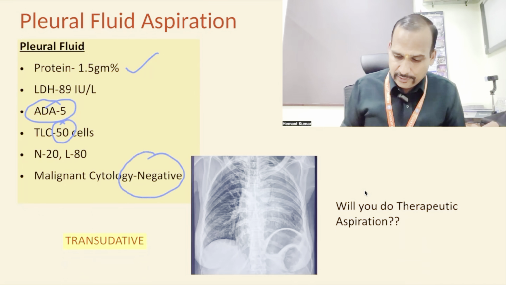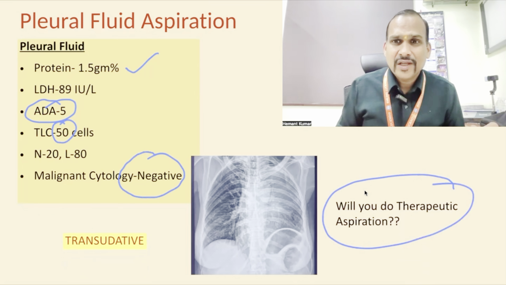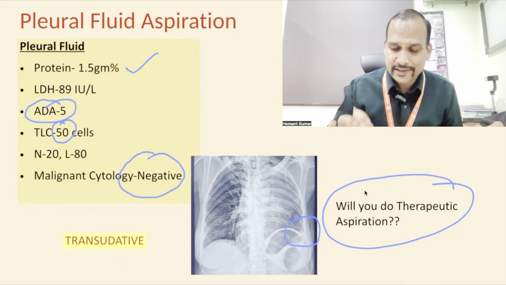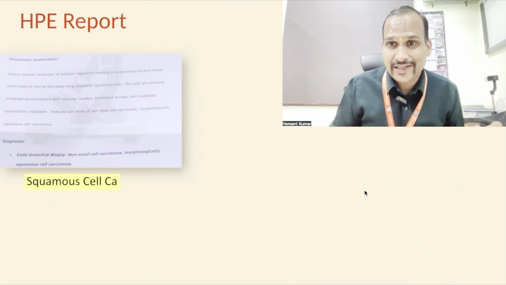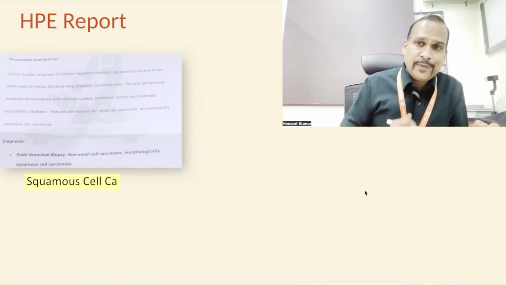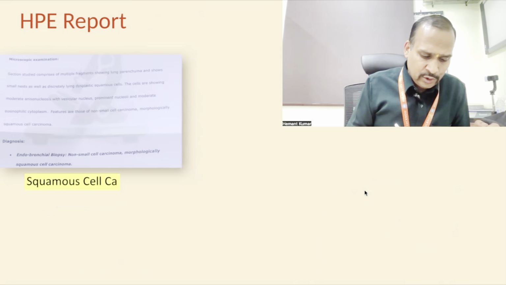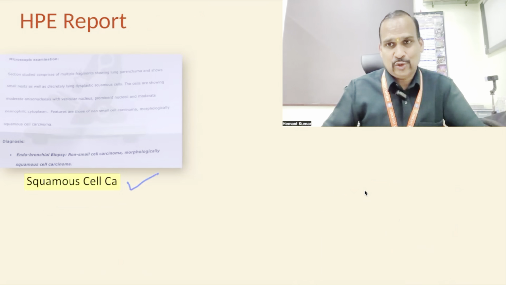Will you do therapeutic aspiration? Not needed at this point of time because there is minimal pleural effusion only. Not needed this time. So our main focus is to get histopathology done. So this is the histopathology report. It shows squamous cell carcinoma.